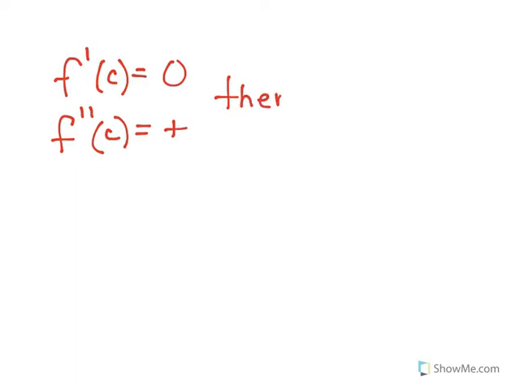It says that if f prime at a point is equal to 0 and f double prime at that point is positive, then we have a minimum. Why, you may ask? We'll take a look.